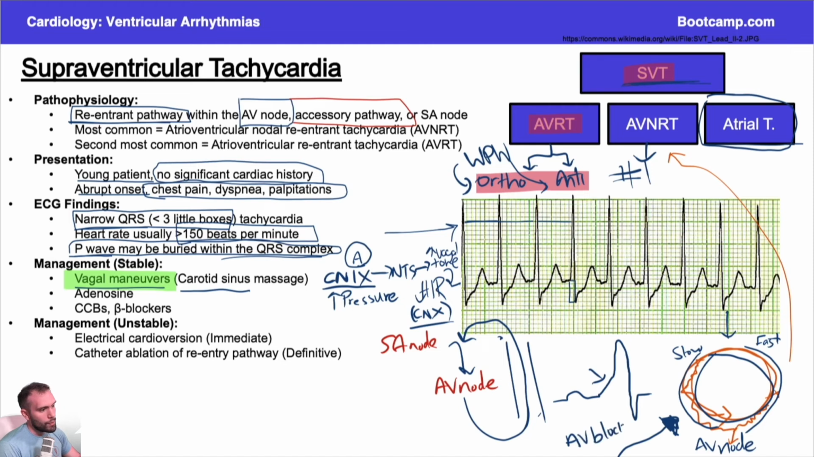It's going to increase my parasympathetics, and it's going to help me block this signal here in the AV node and at least increase the refractory period of it to help break this cycle. So that's why vagal maneuvers are used. Okay, so this is usually going to be kind of your first line.